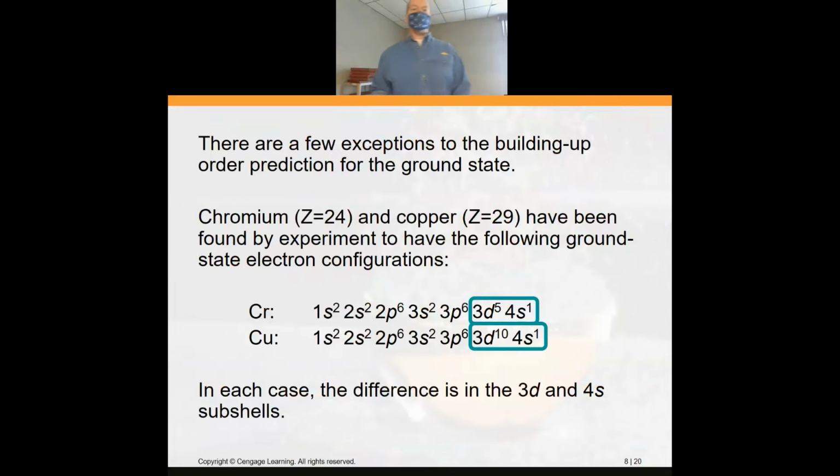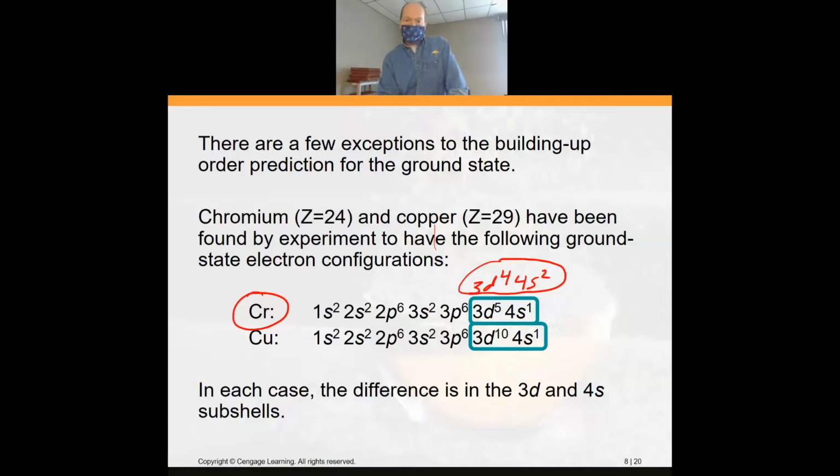All right, so there are a few exceptions to the buildup rule, the prediction for the ground state electron configuration. Here are 2 of them. Chromium, when you do the electron configuration, it comes out as 3d4 and then a 4s2. All right, so this is what you would get when you look at the periodic table and the buildup chart. There is stability in half-full subshells.